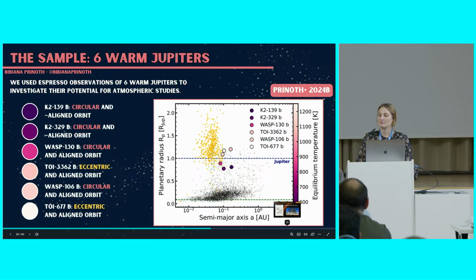We did that with a sample of 6 warm Jupiters that were observed with ESPRESSO in order to actually figure out their alignment. So it was a study for formation pathways more than it was actually to look at the atmospheres, but our collaborators gave us that data. And as you can see, we have 6 targets. 4 of those are circular and 2 are on eccentric orbits, and they will become important.